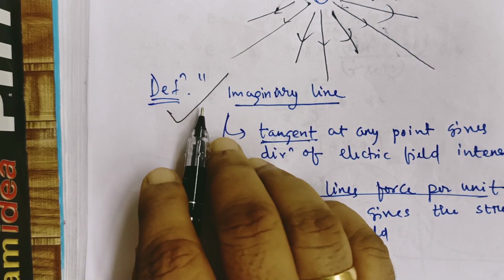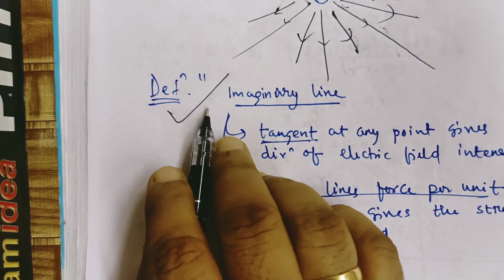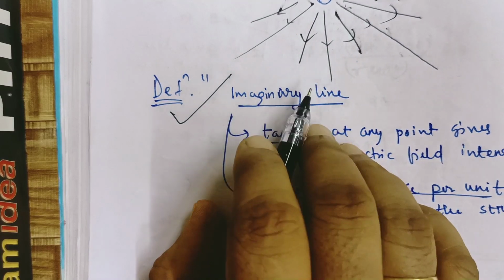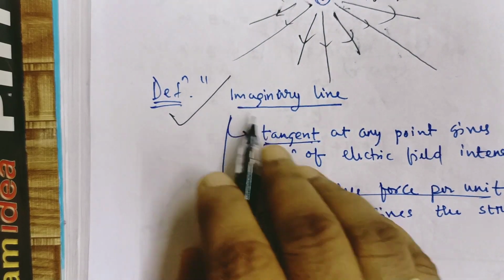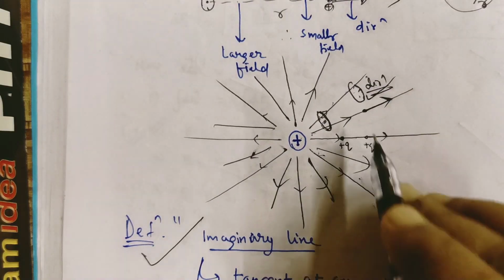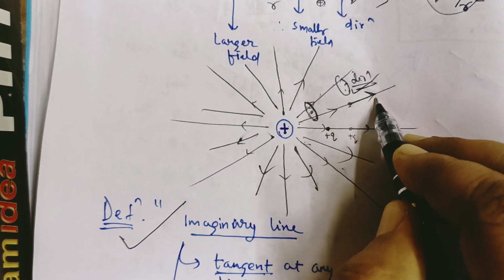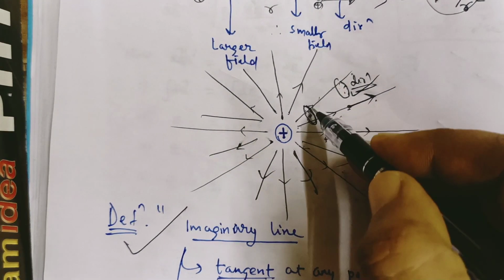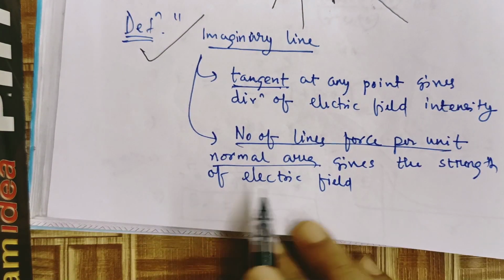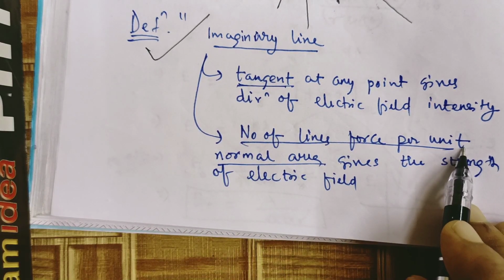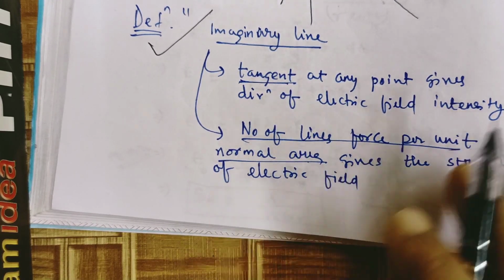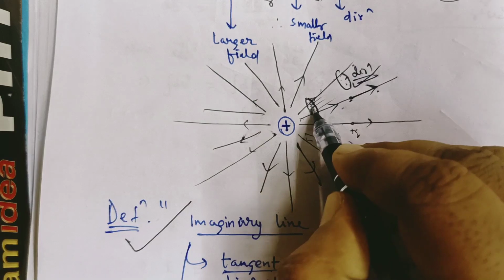When an exam question asks what are the lines of force, you first write it is an imaginary line. That means that line is not real. For our convenience, we are drawing the lines. These are the imaginary lines. The tangent at every point on it gives the direction of intensity. And the second part is the number of lines of force crossing per unit normal area. You should write the number of lines of force passing or crossing per unit normal area gives the strength of the electric field about that point in this region of the electric field.